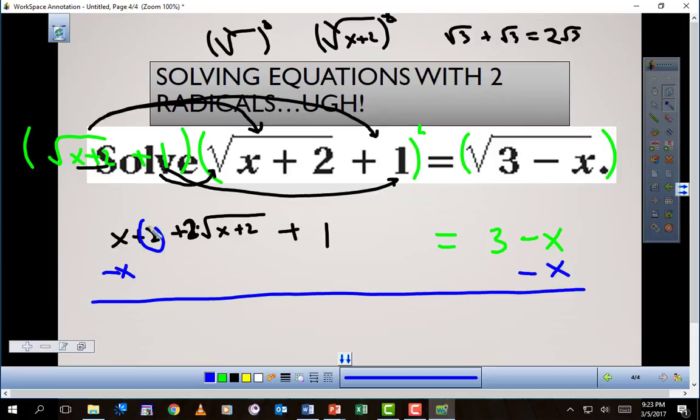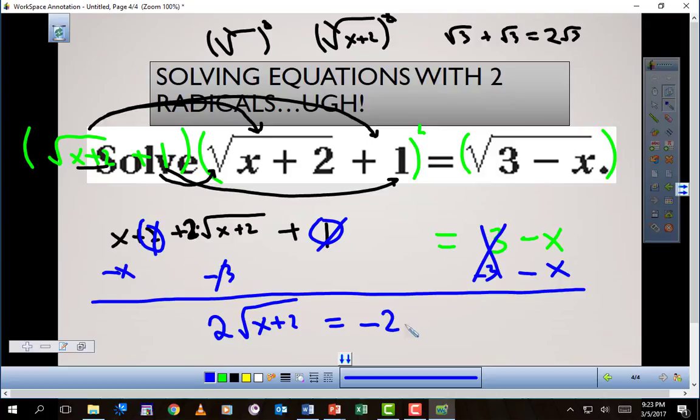Oh, by the way, this 2 plus 1 actually gives us 3, right? So let's subtract 3 here and subtract 3 here. Hey, that works out kind of nicely. That subtracts off, and so that subtracts off. And so then we have this 2, and we have 2 times the square root of x plus 2 is equal to negative 2x.